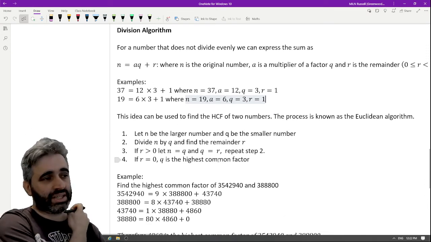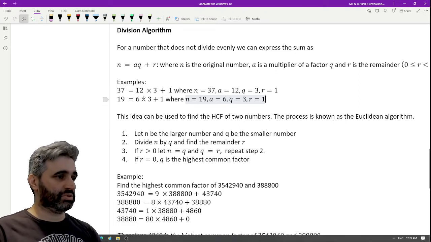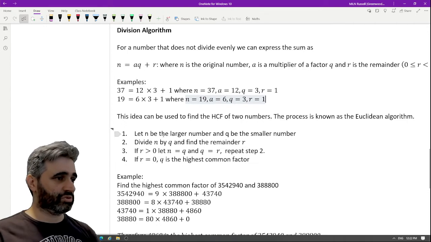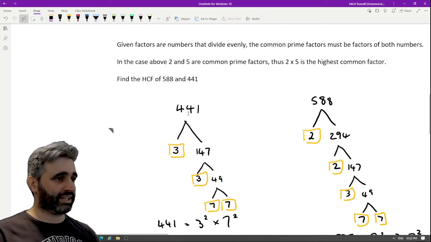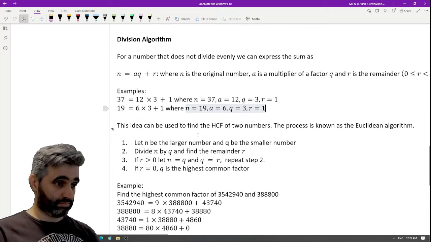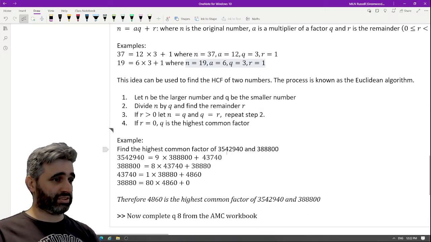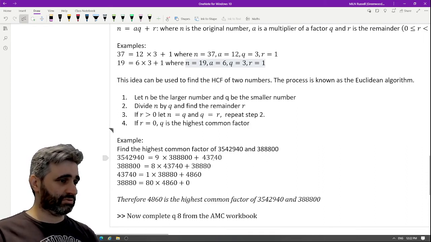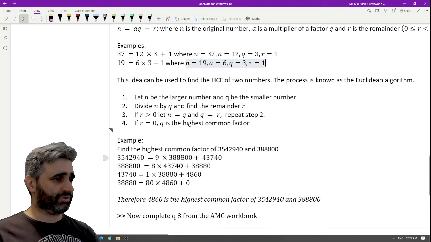Okay, so once we understand how this little equation works, we can use it with the Euclidean algorithm to solve for very large numbers where factor trees just become too difficult to work with. So if we wanted to find the highest common factor of 3,542,940 and 388,800, we'd see how many times this number goes into that number, in this case 9 times with the remainder of this.